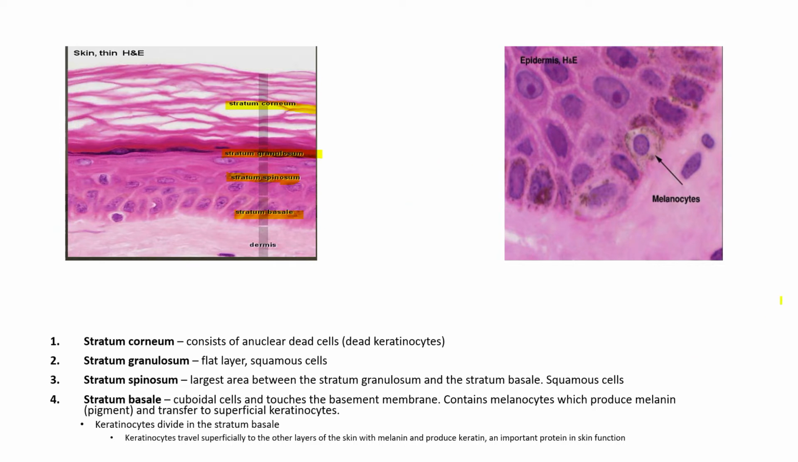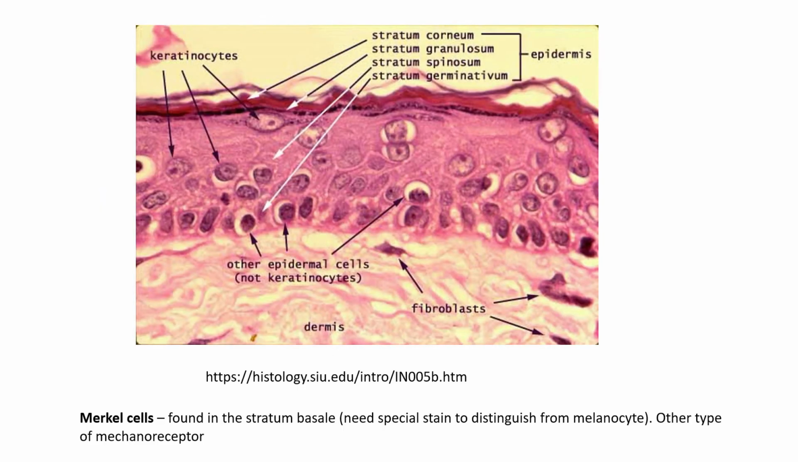So in the basal layer, we have these melanocytes that produce melanin, which is the pigment, and transfers the melanin to keratinocytes that are more superficial. Additionally, keratinocytes divide in the stratum basale and produce keratin, which is an important protein in skin function.